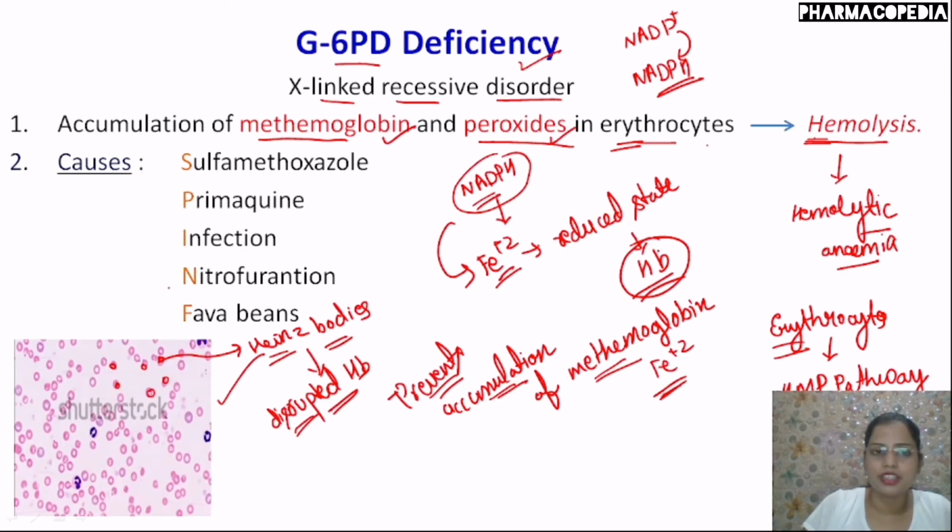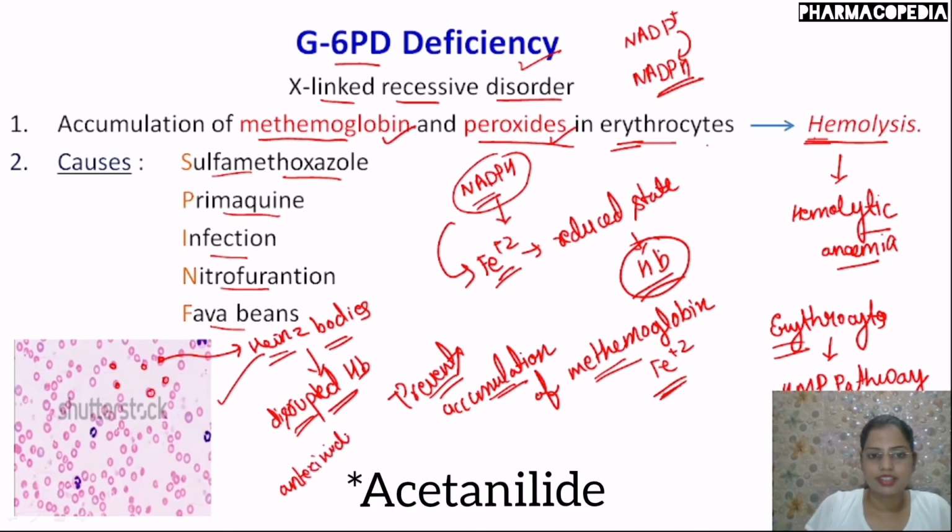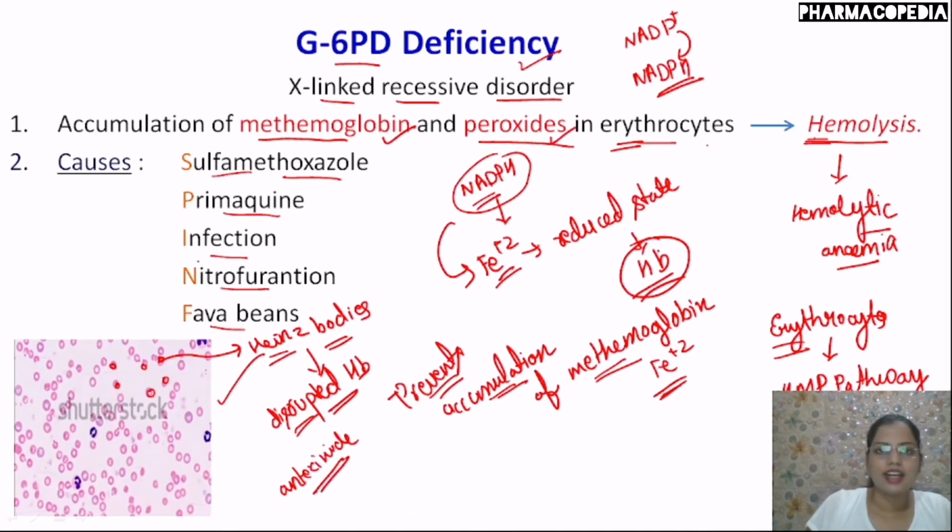So, there are certain drugs. The first one is sulfamethoxazole, which is a sulfur drug. Primaquine, which is an anti-malarial drug. Sort of infection, nitrofurantoin, or the fava beans. And another drug that can cause the G6PD deficiency is an antipyretic drug, that is antisalide. So it is basically an antipyretic drug, and it can also cause the G6PD deficiency.